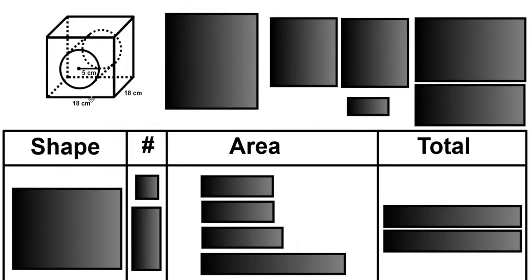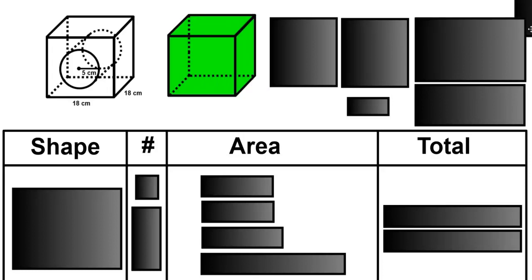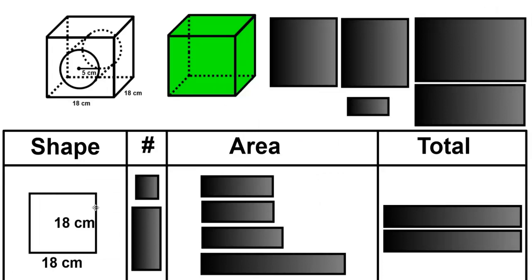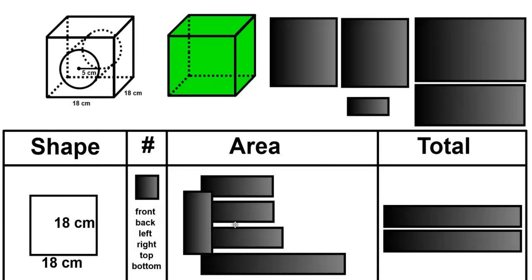Again, this is our 3D object. We'll start by finding the shapes. We'll take one side of the cube, and one side of a cube is a square with the dimensions of 18 times 18. There's a front, back, left, right, top, and bottom. So there's 6 sides to the cube.